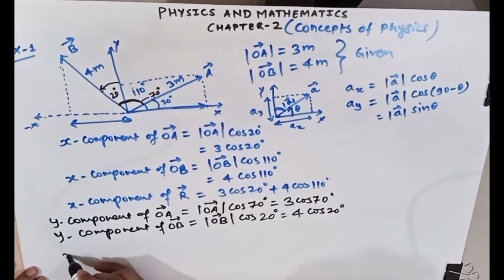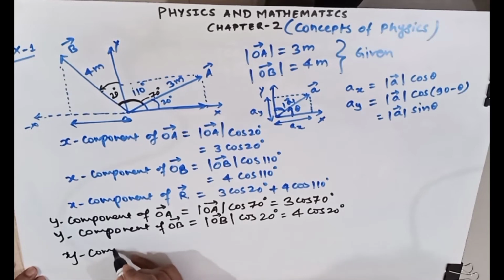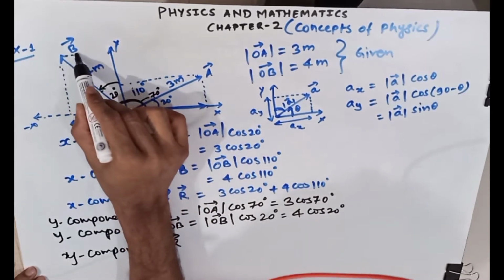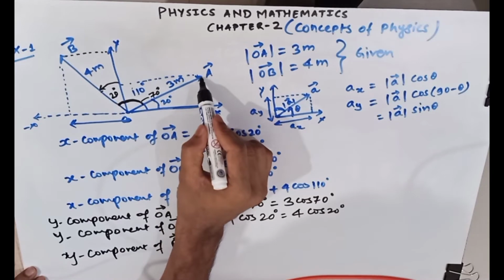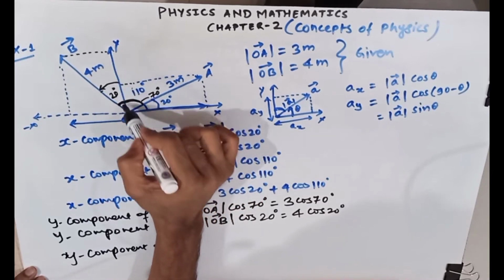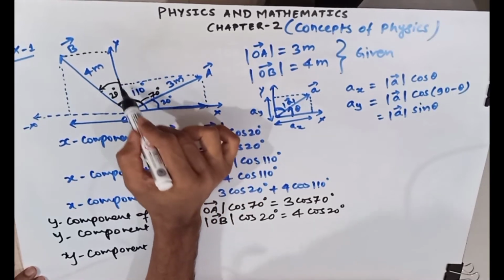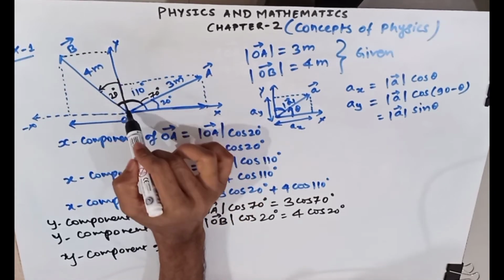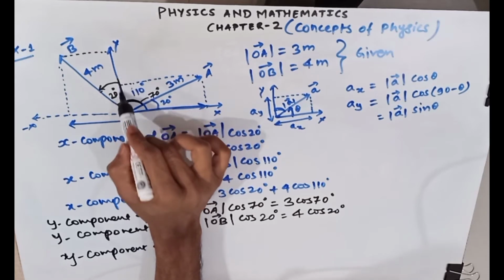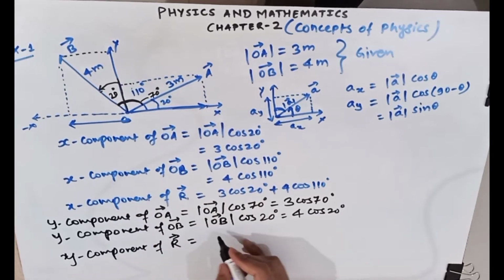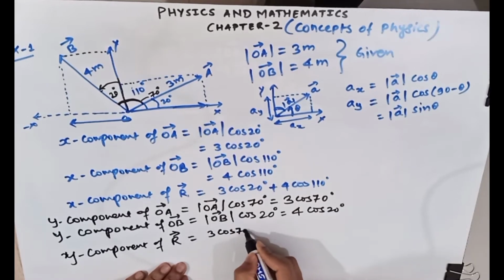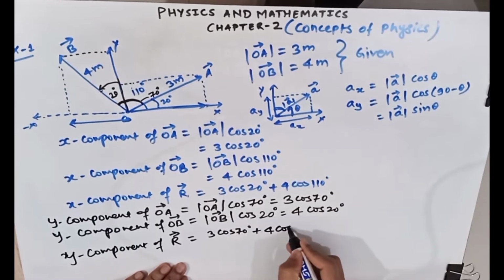So we can write the y component of the resultant R. Okay, so the y component would be in this direction. Similarly, the x component of OA would also be along this direction. So both will be in the same direction. For that matter, the y component of OA and the y component of OB both of them would be falling on this y-axis, so we can add them up directly. So we can add them like this: 3 cos 70 degree plus 4 cos 20 degree.